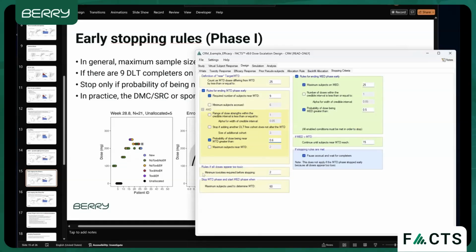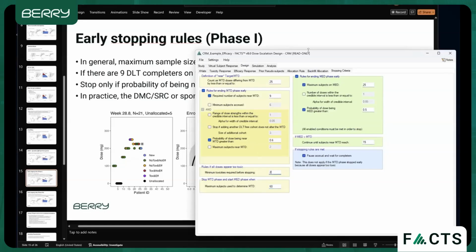One other thing here is that the minimum number of toxicities can be specified. So that's 2. That basically means we will not stop the MTD search if we've not at least seen 2 toxicities. And another thing here is we can have a hard cap on the maximum number of subjects used to determine the MTD, and that's the 60 that I mentioned in the very beginning of this presentation.